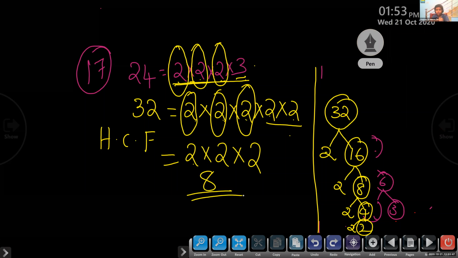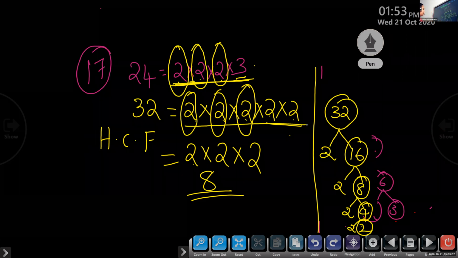Okay, children, so first what we had to do? We had to write 24 as the product of prime numbers. 32 also you can write as the product of prime numbers. Then for HCF, only if a factor is common in both the numbers, we can take it. But for LCM, you take the maximum number of times a factor is repeated.